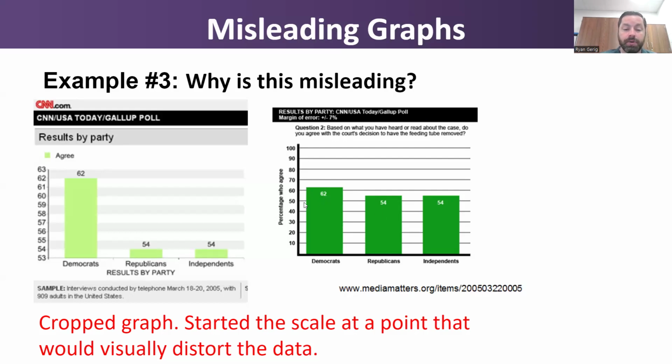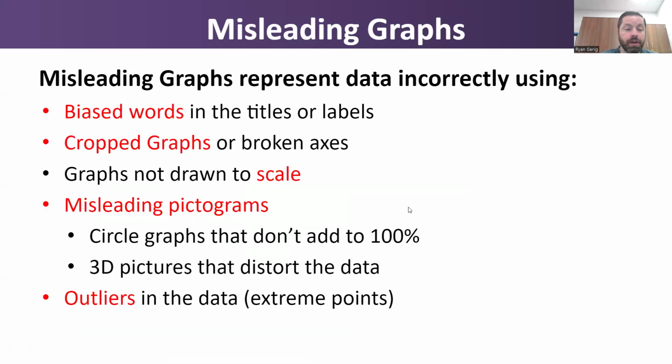This example here that we're showing is how, if you crop a graph, it can make it look way different than it actually is. And the one on the left makes one look way different than the other two, whereas the one on the right, same data, they look a lot more even. Okay, so that's just one way of misleading with a graph.